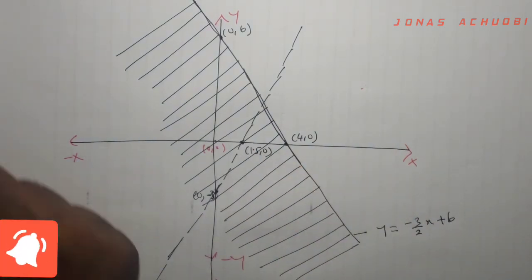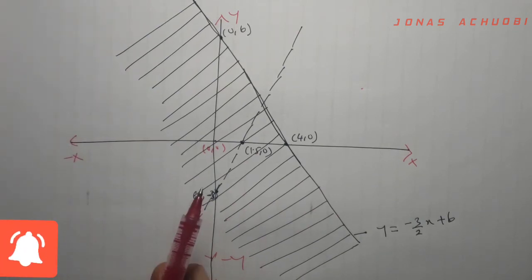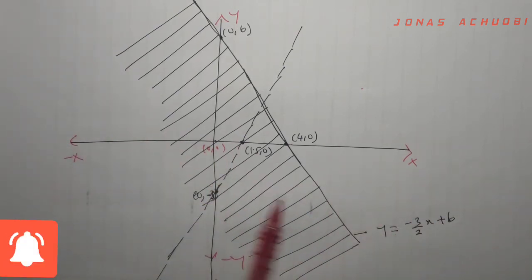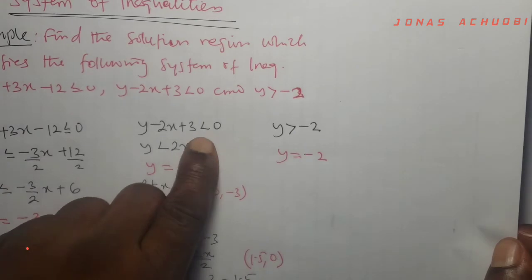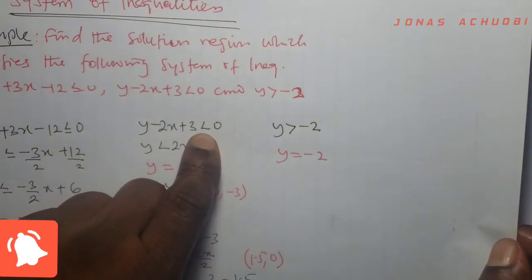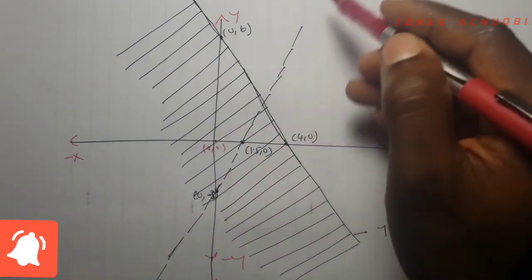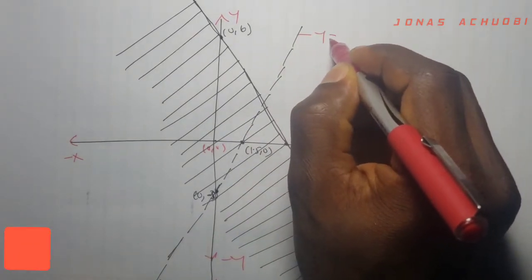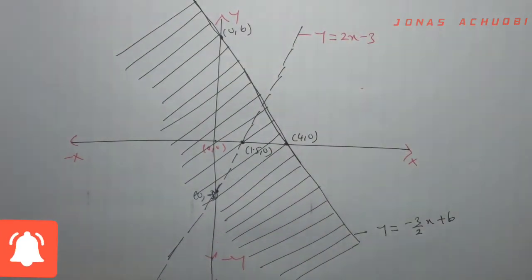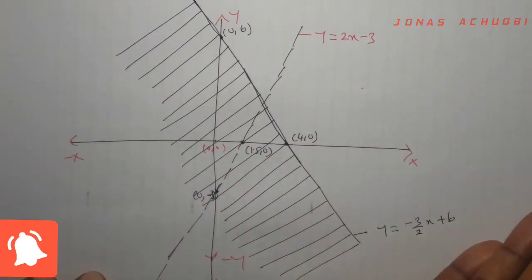The next question is, do we shade below the line or above the line? Of course, we go back to check less than. Since it is less than, we must shade below the line. So this is our line. What line is this? This is the line y equal to 2x minus 3. So since we have less than, we shade below the line.